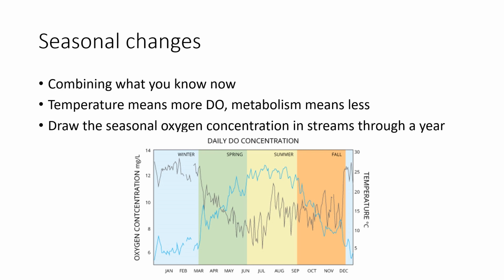And if you do that, you'll get something like this. Now, this is measured, right? And so what you can see is that the black line is the temperature, and the blue line is the dissolved oxygen. And just as you would expect, oh, I'm sorry, I apologize, it's inverted to that. The blue line is the temperature, the black line is dissolved oxygen.